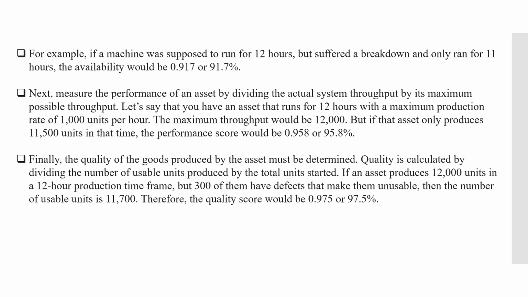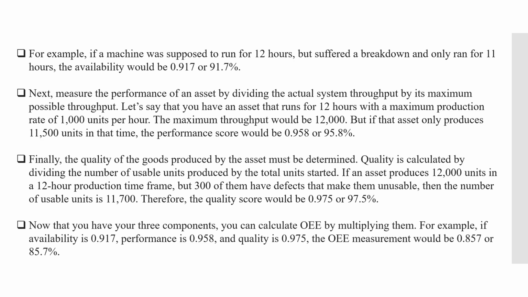So in these three aspects, availability of the machine, then your performance activity and your quality activity, we have to calculate the things, and at last we can calculate the OEE index of that particular machine. Here we have to simply multiply availability into performance into quality. So we will get the OEE value as 85.7%. So this is the OEE index of that particular machine.